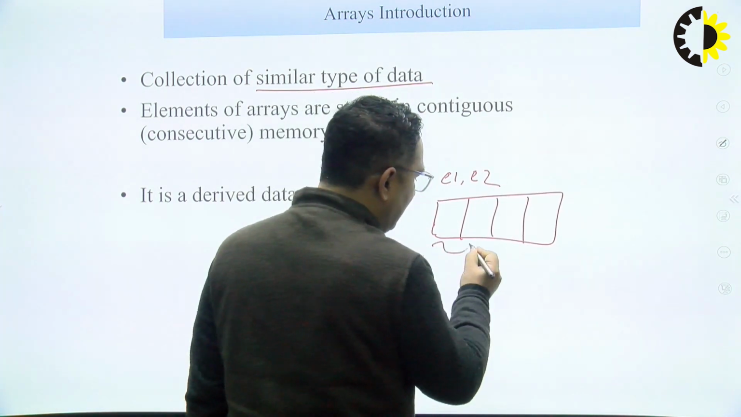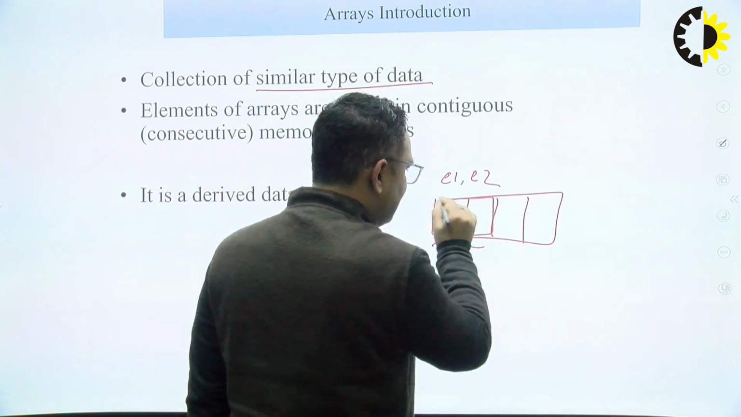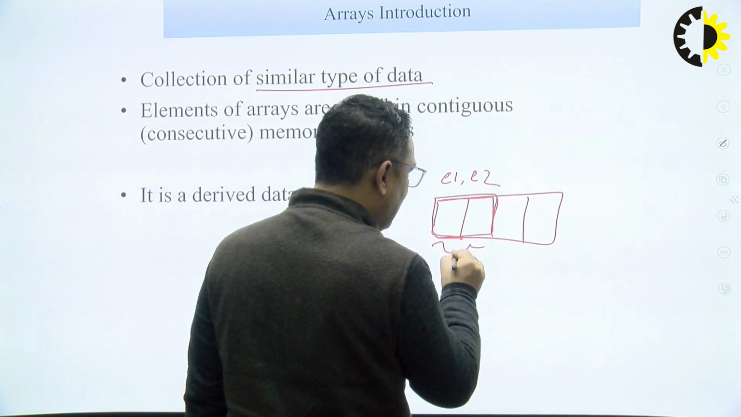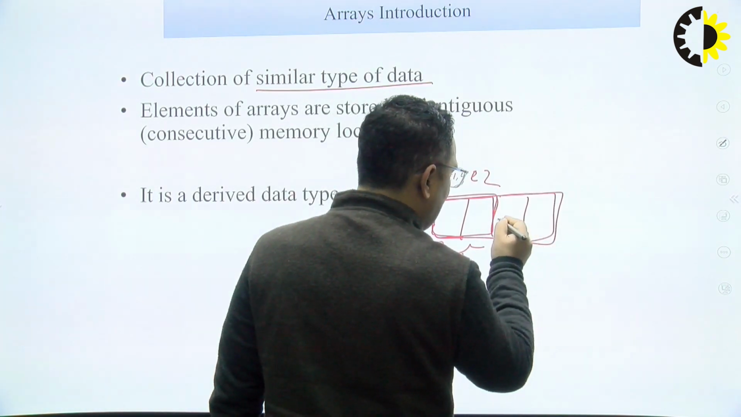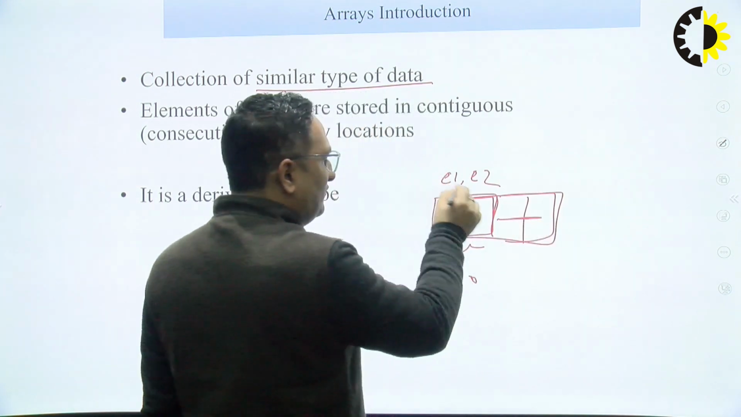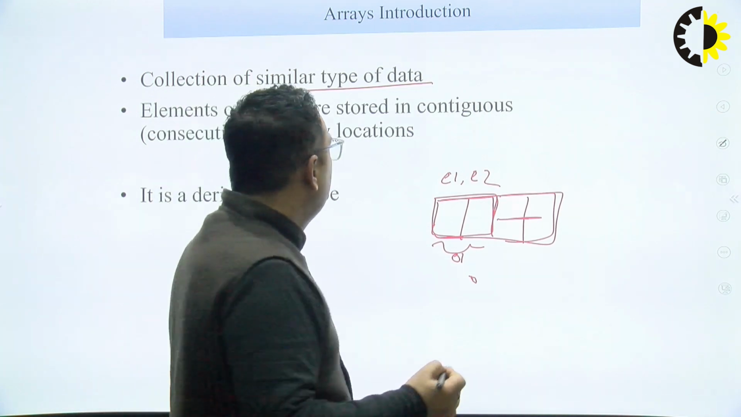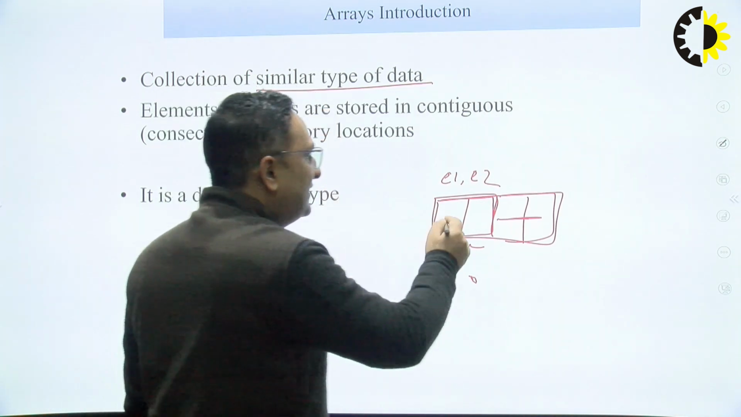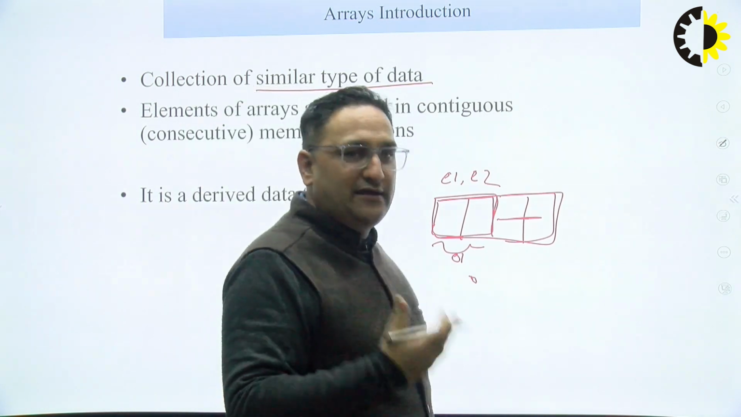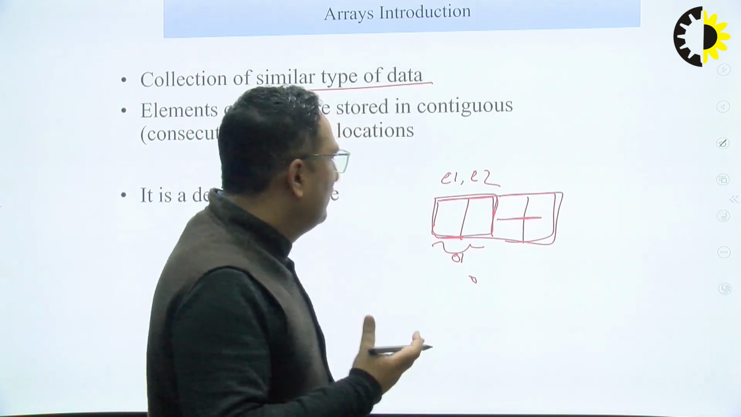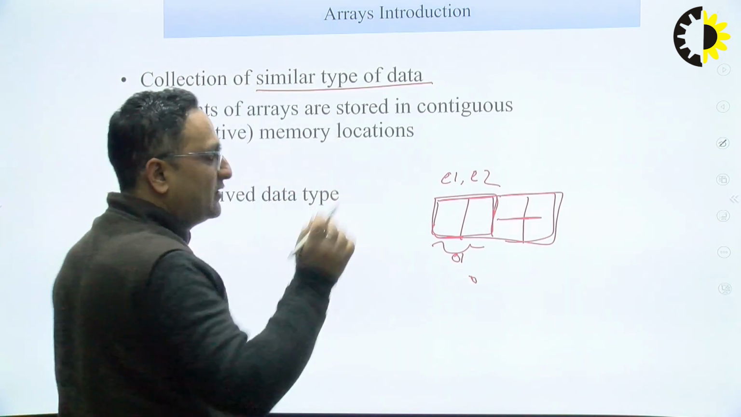Let's suppose E1 takes this set of addresses for storing E1. Then E2 will start from the next ones. So if you take an array, it will be of a similar type, and the elements in the array will be stored in consecutive memory locations.